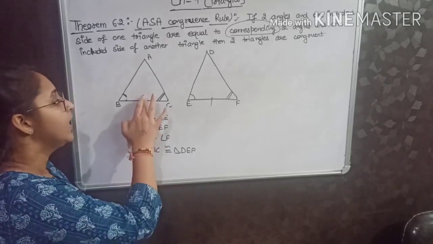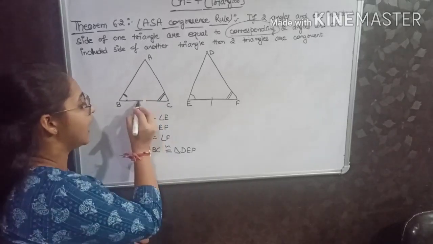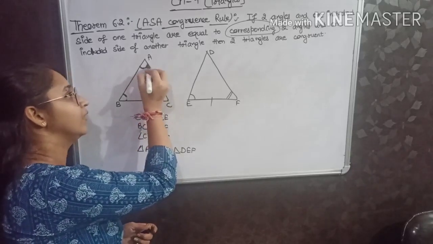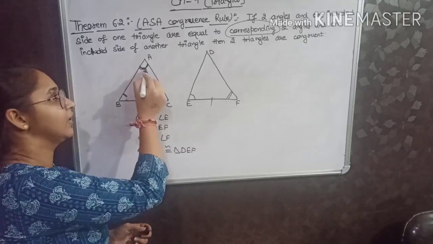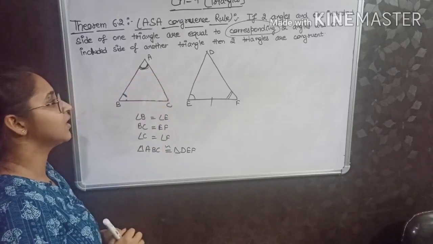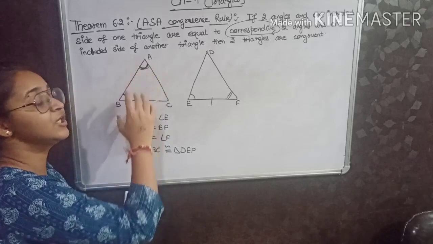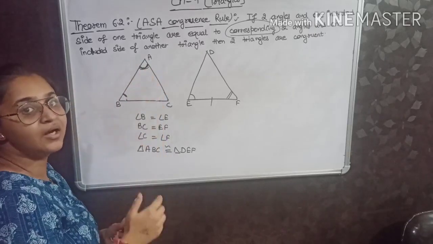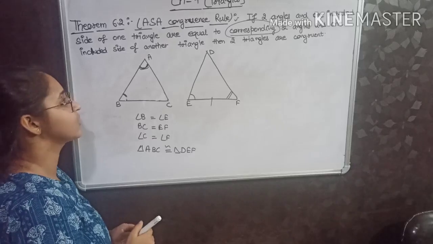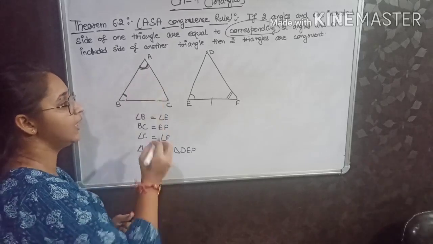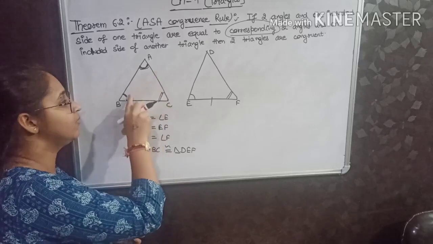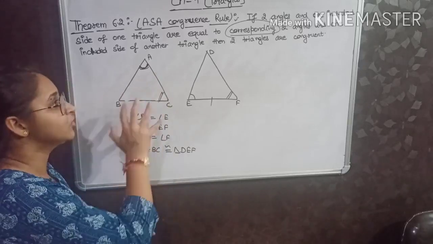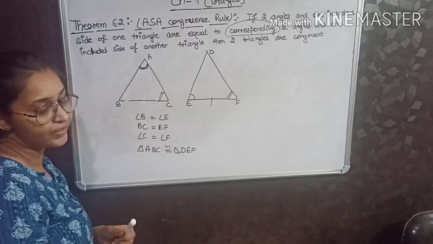Now tell me, if I am taking angle B and angle A, these two angles, tell me fast in the comment section which is the included side. And similarly, you have to write in the comment section, if I am taking angle A and angle C, then which will be the included side between these two angles. Okay, so this was all about the ASA congruence rule.